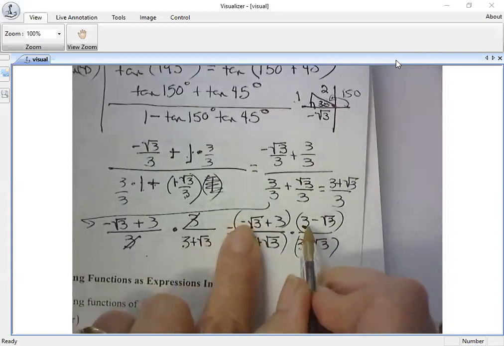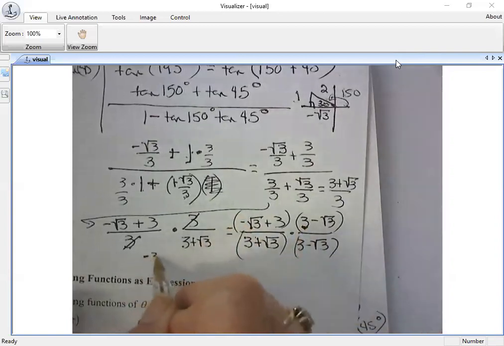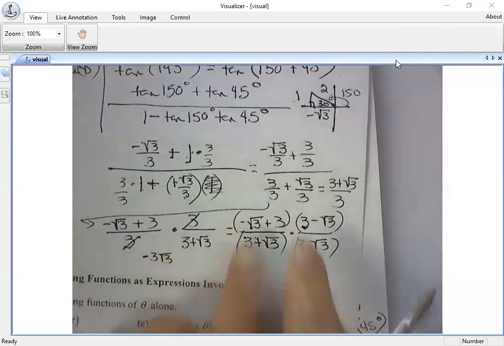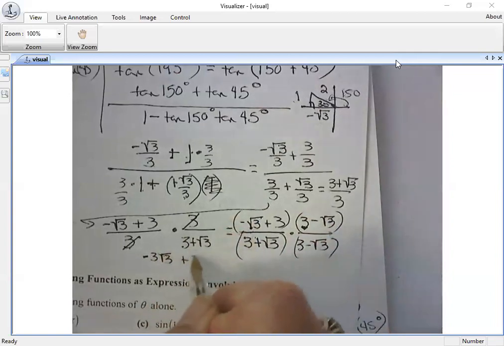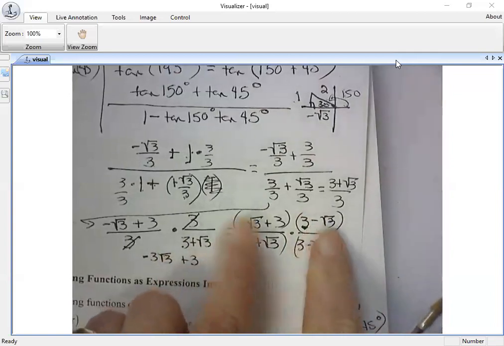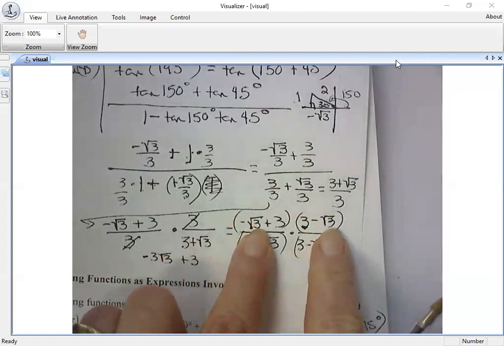Well, negative times a positive is still a negative, and it's going to be a negative 3 square root of 3. That's multiplying first times first. What happens when I multiply outer times outer? A negative square root of 3 times a negative square root of 3 becomes positive, and what's my number? Square root of 3 times square root of 3 is? Which is? 3. So I get a plus 3. Because negative times negative is positive. Square root of 3, when it's squared, is just 3.